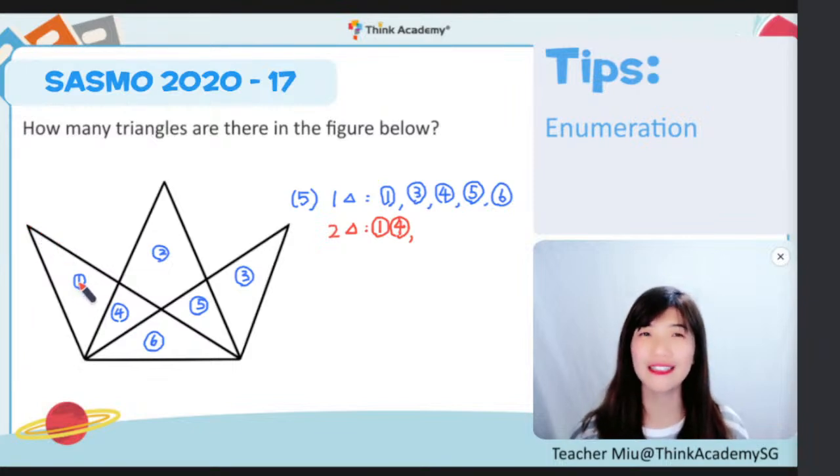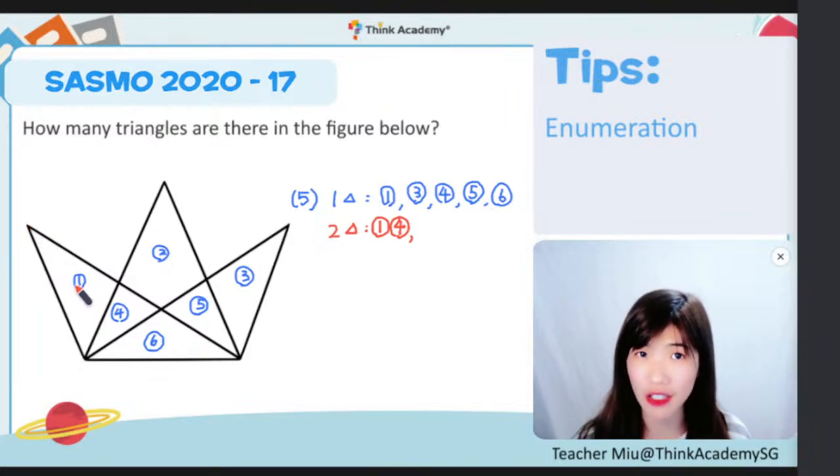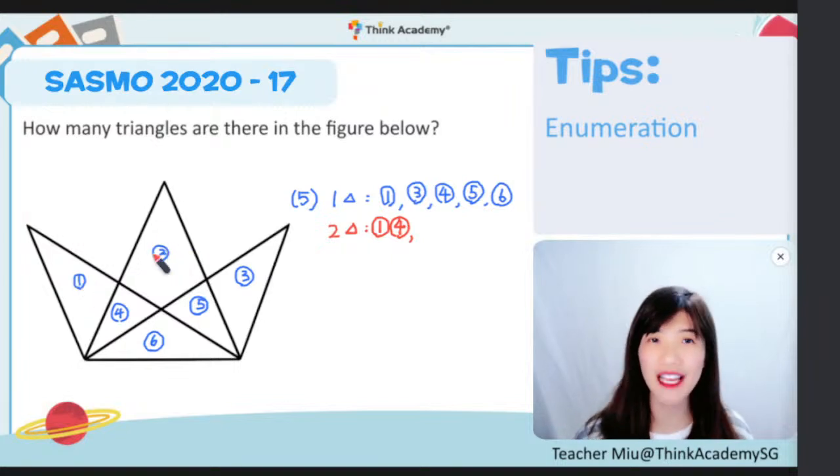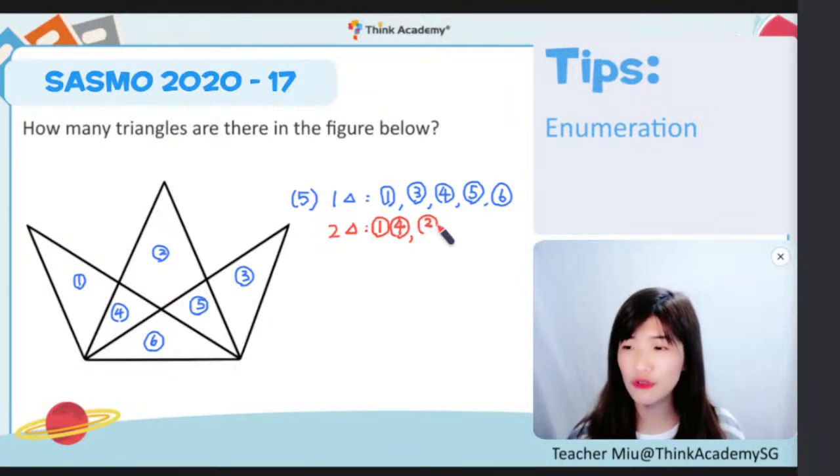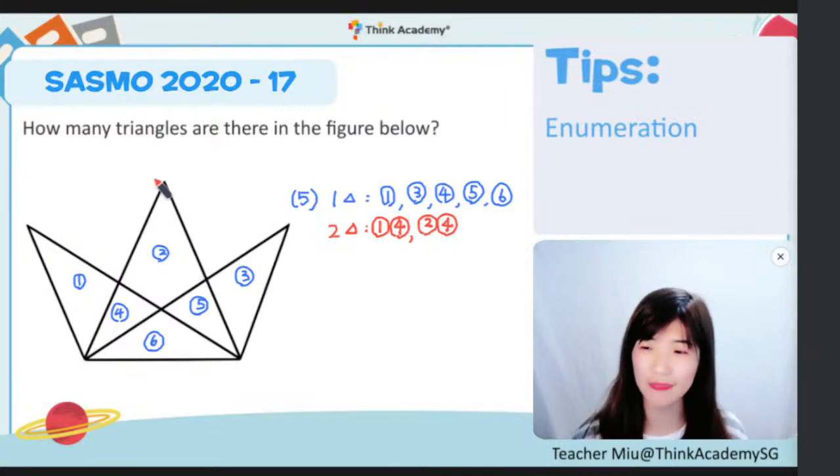I will just show you 1, 4 can make a triangle. And can 1 combine with 1 more part to make a bigger triangle? No more, right? Okay, then we go to 2. Can 2 combine any of those to make a triangle? Yes, we can make a 2, 4 as the one triangle, right? 2 and 4 can make a bigger triangle.